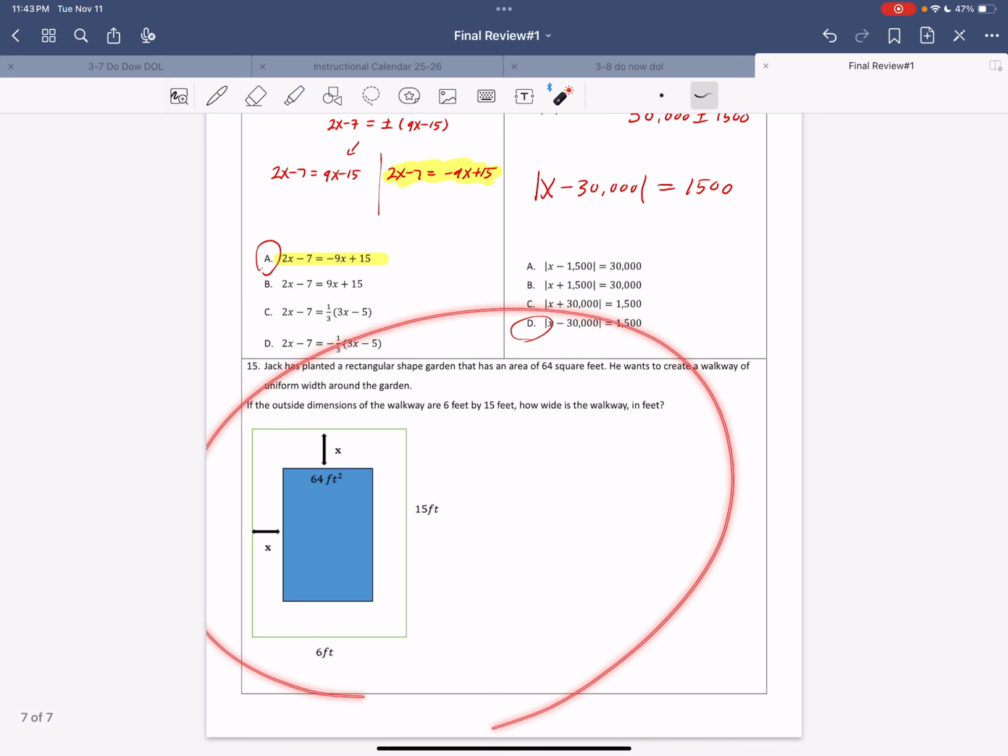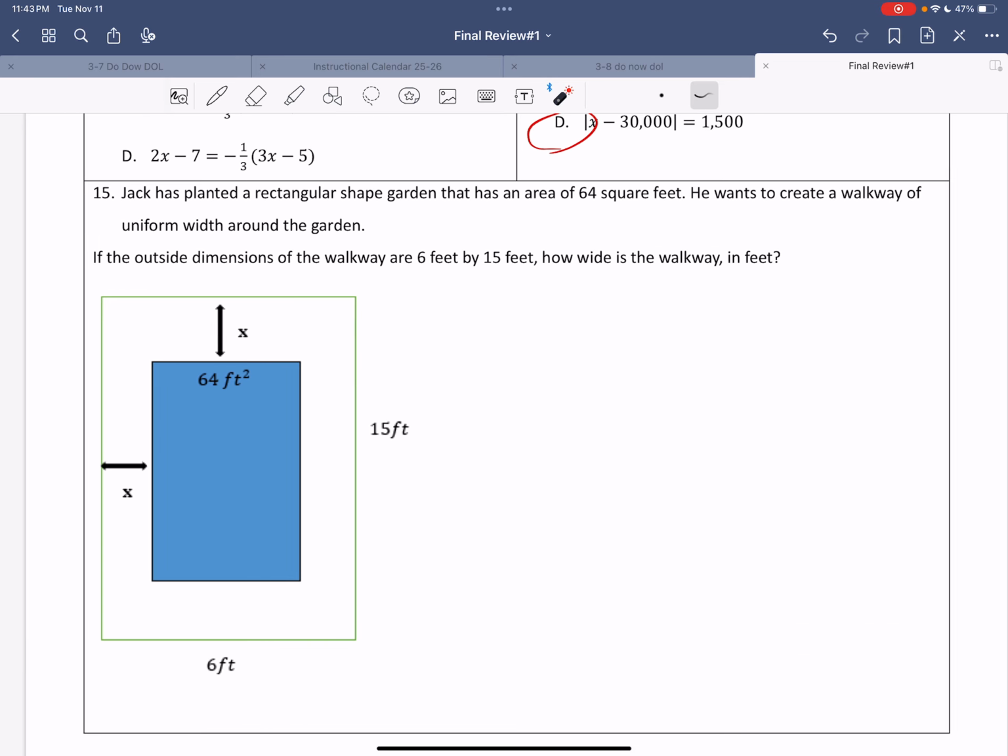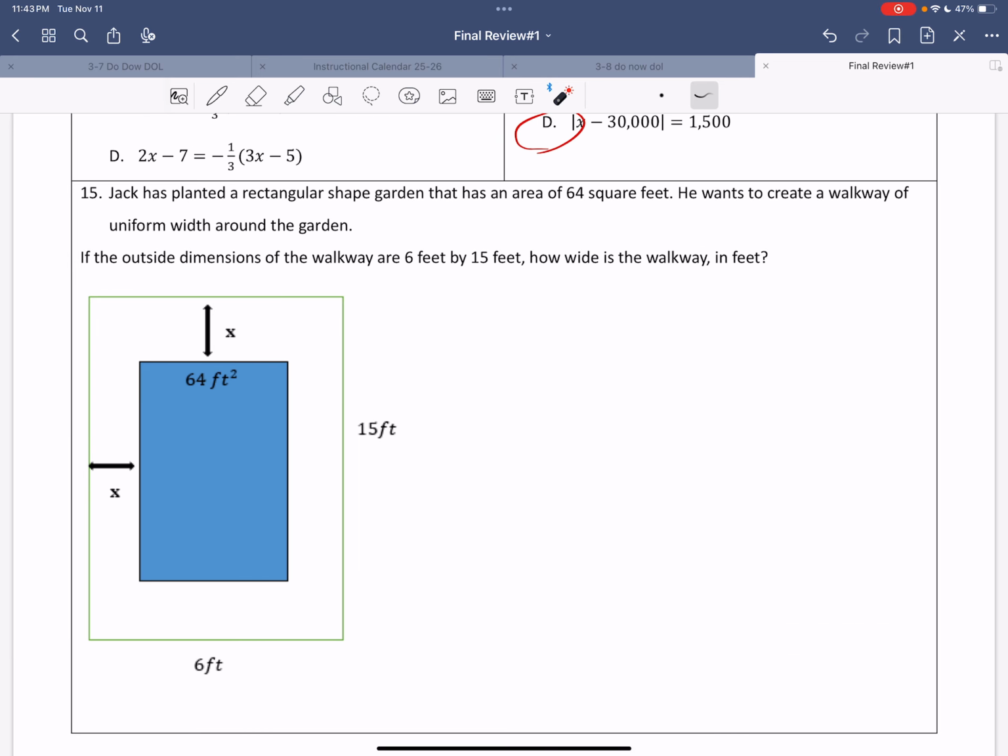All right, we're going to do question number 15. I believe this one is the hardest question. And if you don't get it, I understand. I wish I could have more time to explain it. But in this video, I'll go over it very quickly. So if you don't get it, just watch it again.